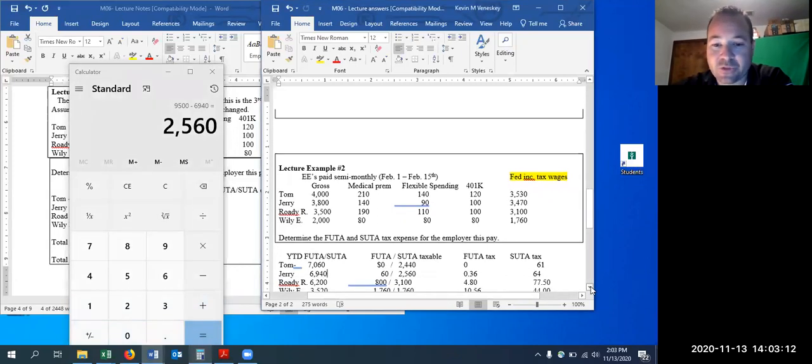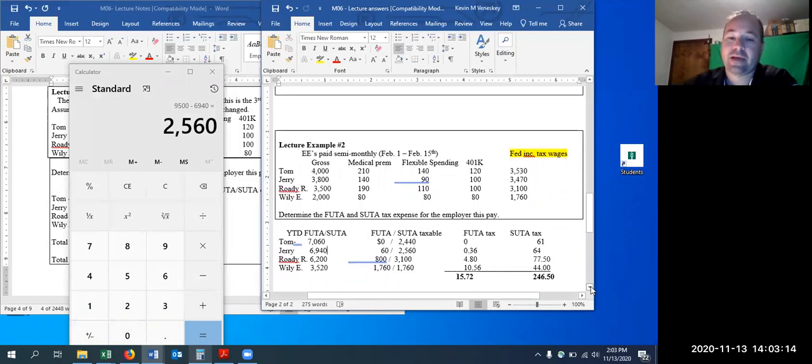So let's get the last 2 here to show, now that you kind of have an idea of how to do this. Roadie, we had $800 left for FUTA, and then the full 1,760 for Wiley, and then the full 3,100 for Roadie for SUTA. If you add up your FUTA wages and then multiply it by 0.006, you're going to get $15.72.